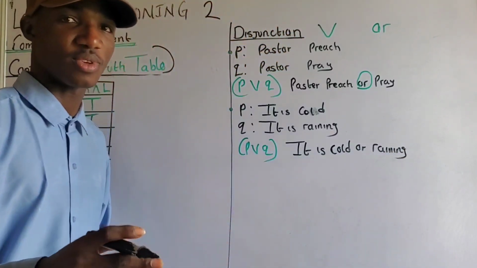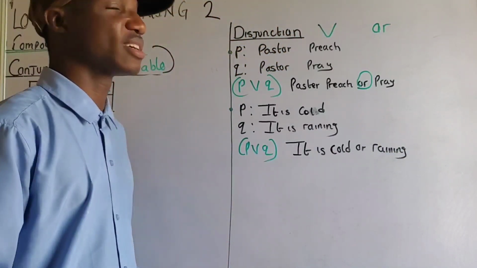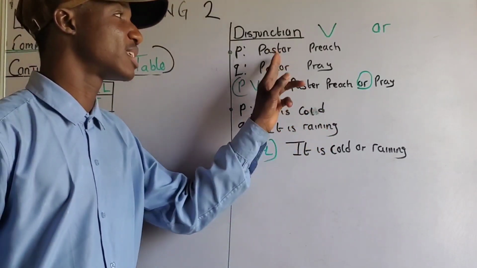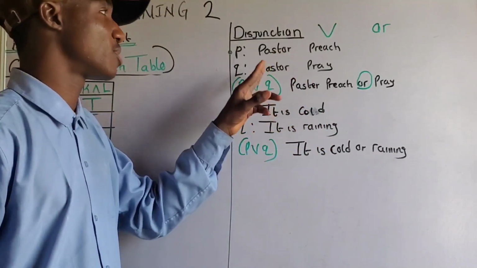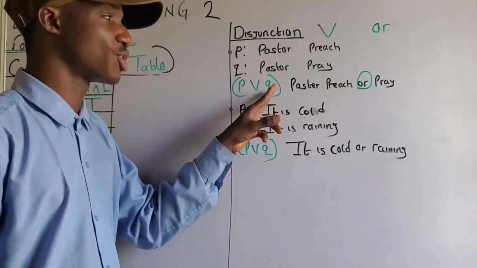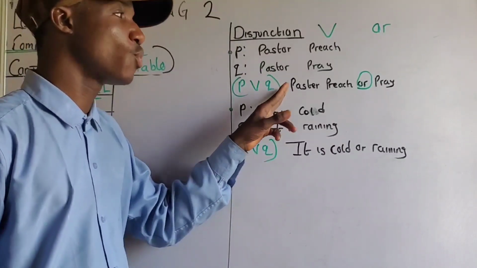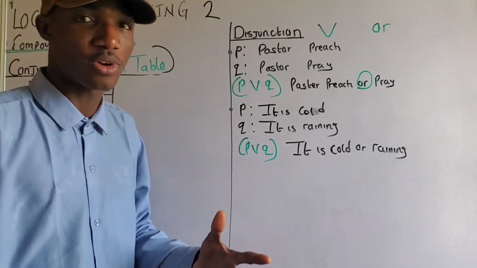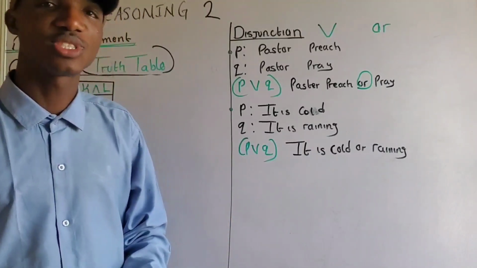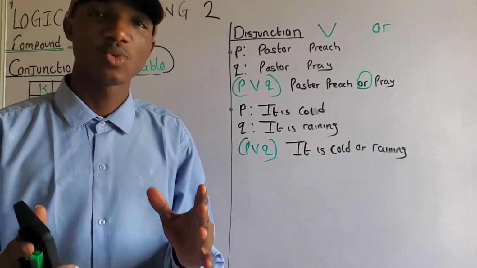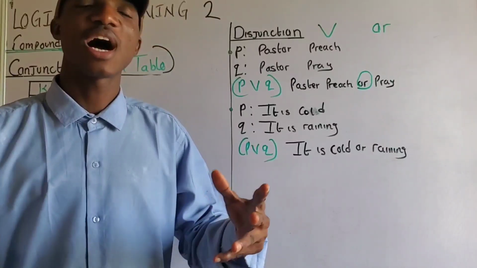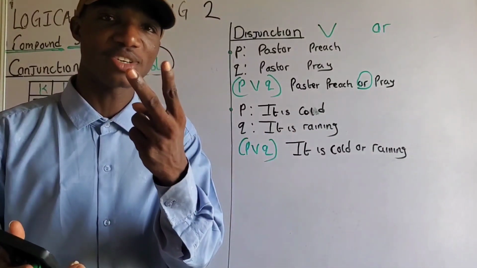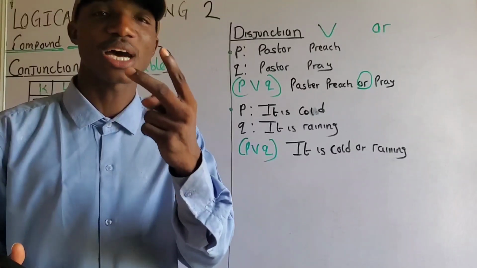Now, listen to me carefully. These two examples, if you look at the word that combines both statements, let's start with the first one. P disjunction Q. The way "or" is used in this statement is an exclusive one. We have exclusive disjunction when we have two statements that cannot happen at the same time.